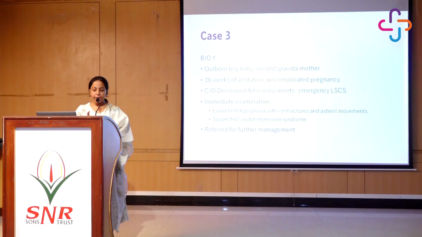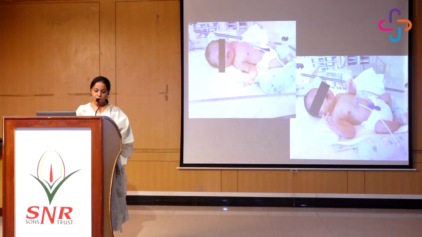On immediate examination after the delivery by the pediatrician there, she found out that the lower limb was hypoplastic. They were looking small compared to the chubby baby, with contractures. The knee and the hips were not able to extend, and there were absent movements. Whenever we see a baby like this, we usually think of caudal regression syndrome. So the pediatrician there labeled it as caudal regression syndrome and referred us for further neuroimaging and management.